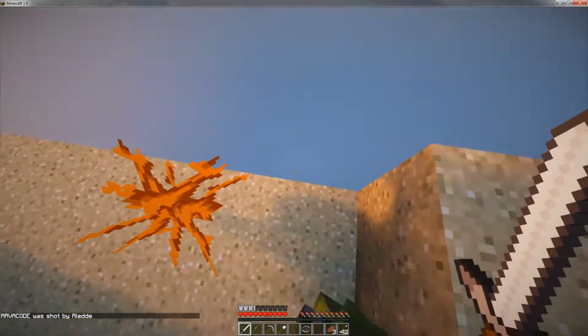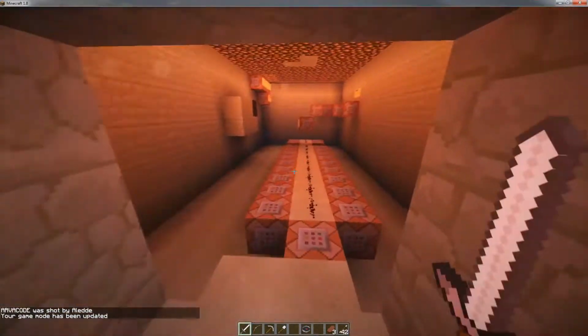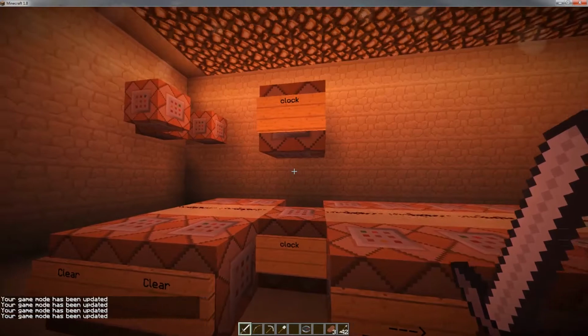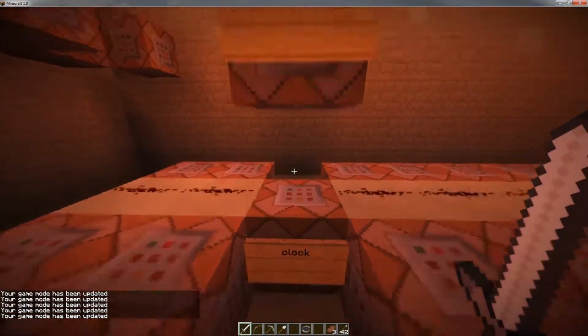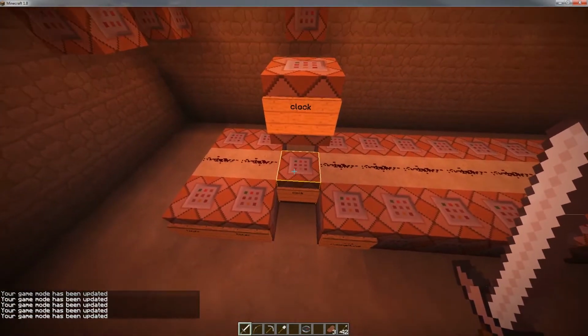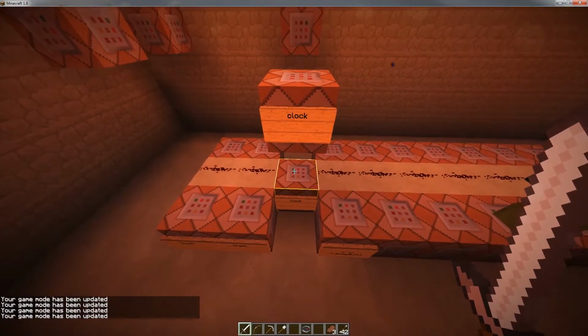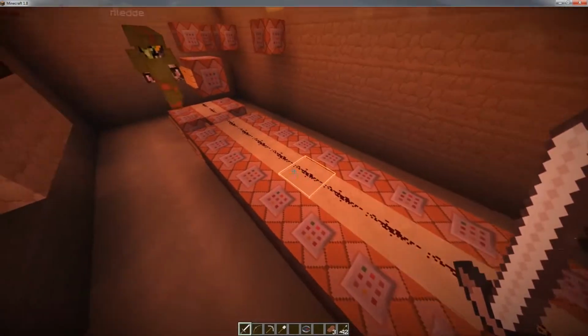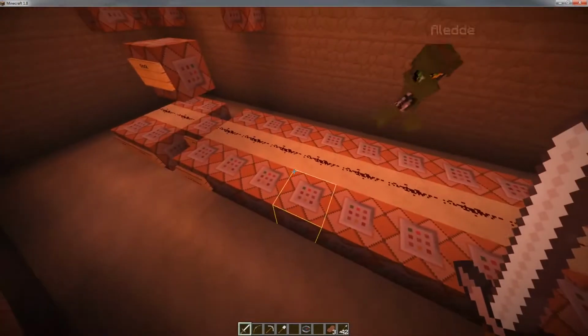So let's see how it works. So, first, over here, we have our one tick clock. And what that does is it constantly spawns a redstone block right there and then removes it. So it powers this whole line of redstone right here, powering all of these command blocks.